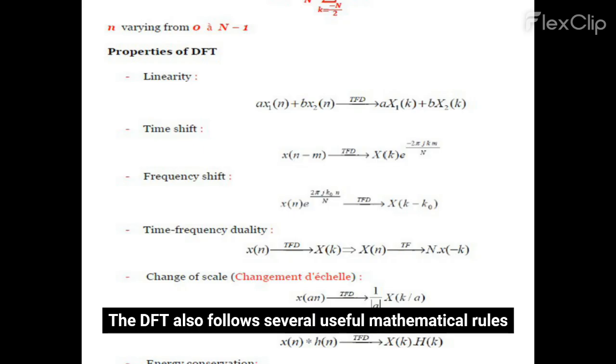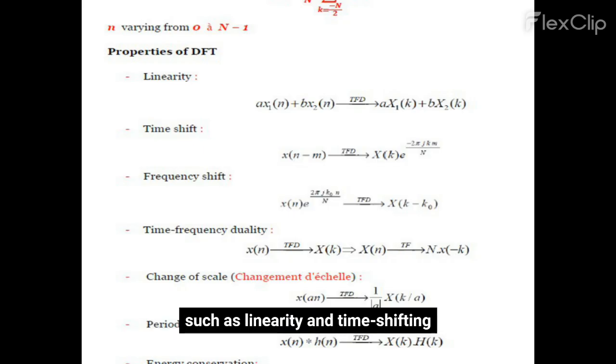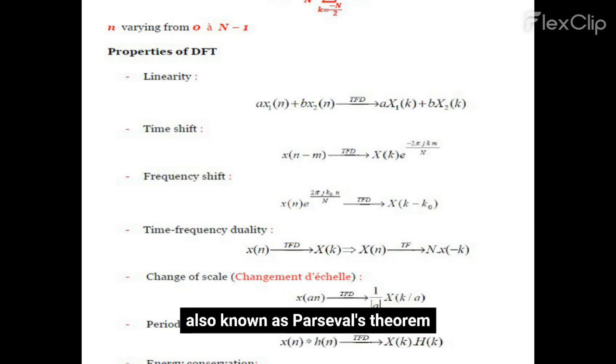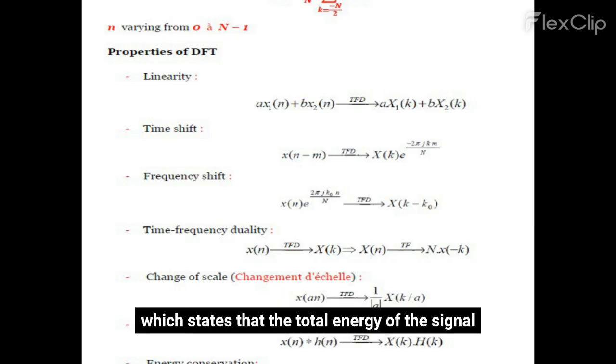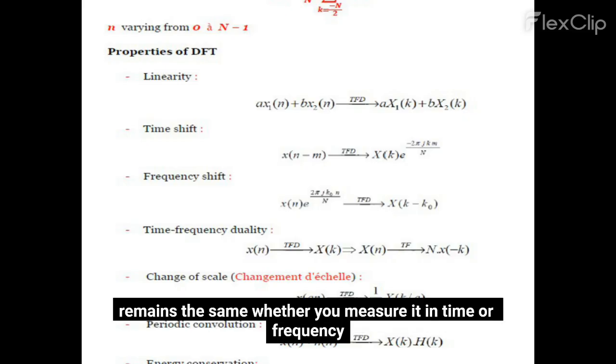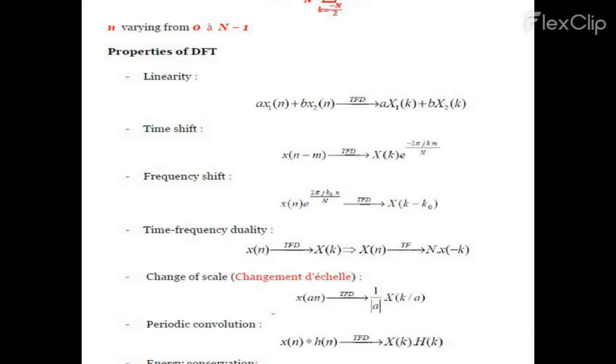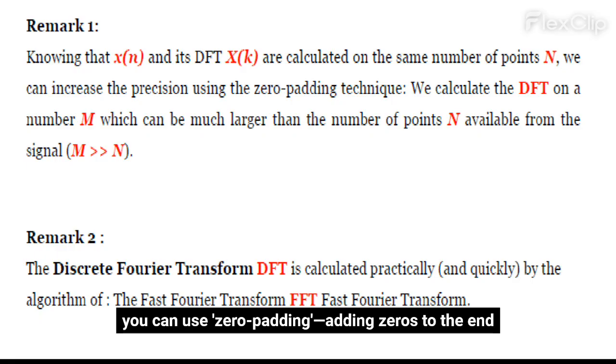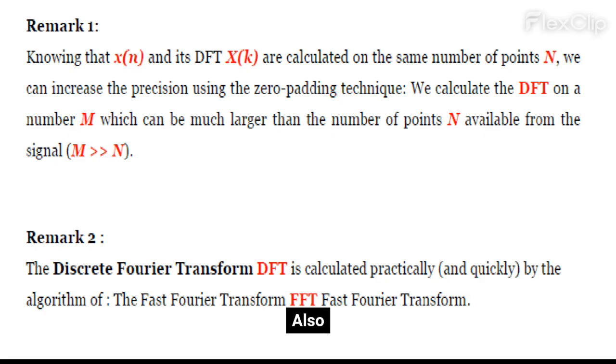The DFT also follows several useful mathematical rules, such as linearity and time shifting. One of the most important for engineers is the energy conservation property, also known as Parseval's theorem, which states that the total energy of the signal remains the same whether you measure it in time or frequency. A quick pro tip: if you need a smoother looking spectrum, you can use zero padding, adding zeros to the end of your signal, to calculate the DFT at more points.